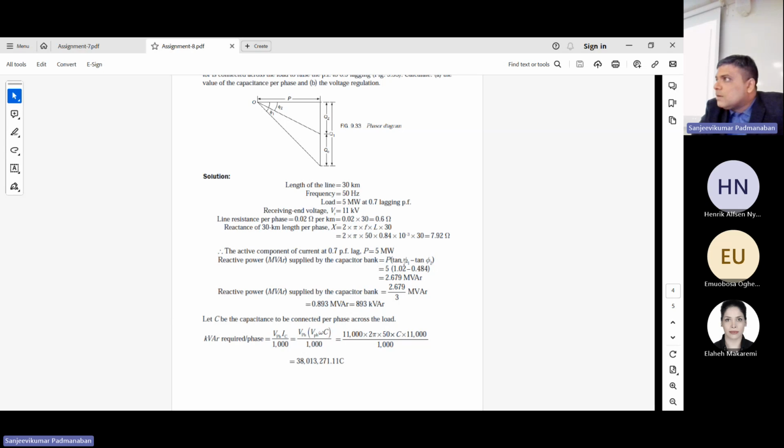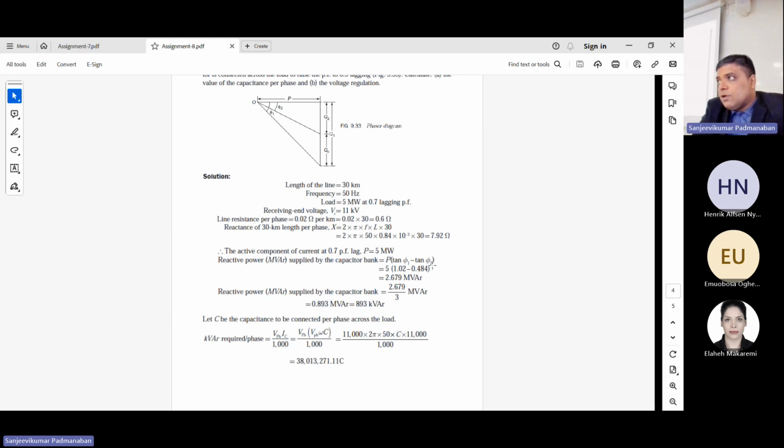How to calculate phi 1? Cos phi 1 equal to 0.7, so I can calculate phi 1: cos inverse of 0.7 is phi 1. Cos inverse of 0.9 is phi 2. Then you take tan and you can find these values. Please verify, are you getting 2.6979 MVAR? So how to calculate phi 1? Cos inverse of 0.7. How to calculate phi 2? Cos inverse of 0.9.